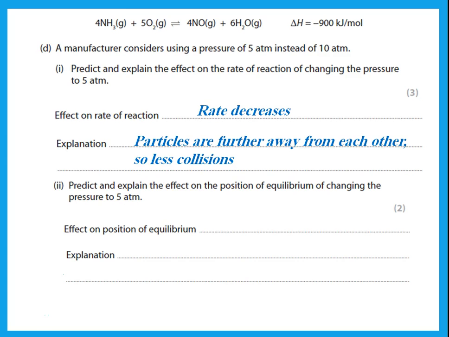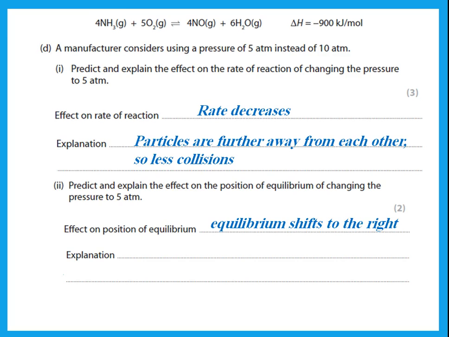Now, predict and explain. So here we were talking about the rate. Now he's saying predict and explain the effect on the position of equilibrium of changing the pressure to 5. Now, if I use a lower pressure, what happens to the reversible reaction? He said a lower pressure will cause the reaction to go to the side with more molecules. Remember that? So if I look at that equation, going forward will give me 4 of NO and 6 of water, that's 10 molecules. If I go backward, it makes 4 of ammonia and 5 of oxygen, so that's 9 molecules. So decreasing the pressure will cause it to move to the right, or to the forward reaction.